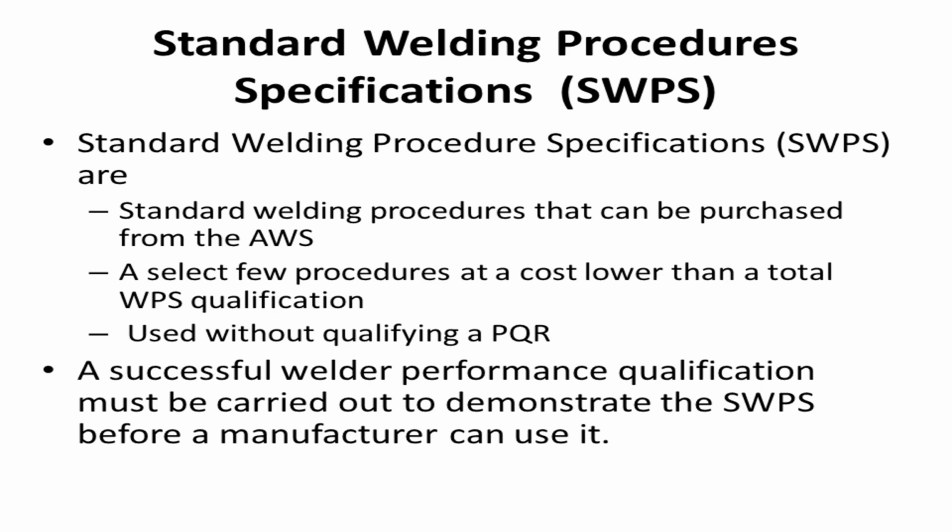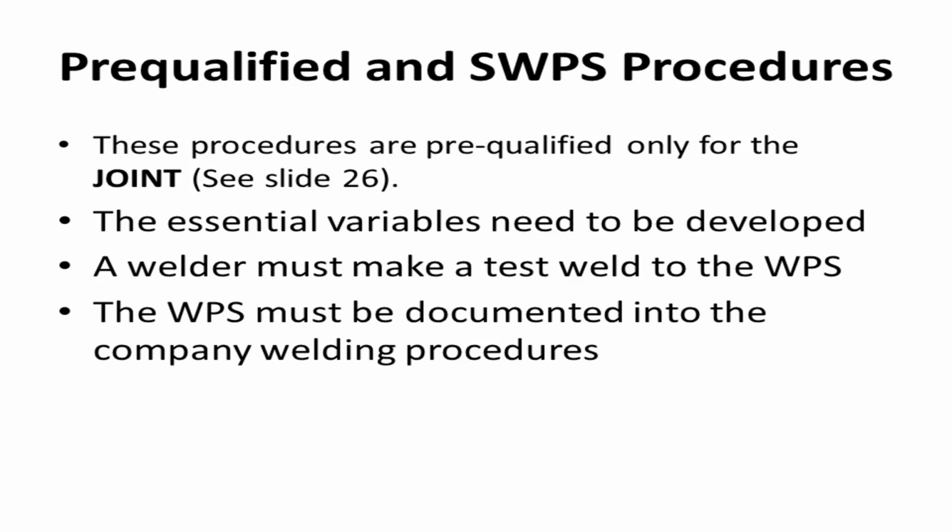Okay, this is the standard welding procedure specification page. The SWPS don't need to be qualified because they're based on successful practices that are documented over many years and compiled in the archives of the AWS. And these are the ones you can purchase from the American Welding Society. The SWPS procedures are just for the joint, and in just a few more slides, we'll see an example of a pre-qualified joint. The essential variables need to be developed by the fabricator. The WPS documents the company welding procedures in this case.